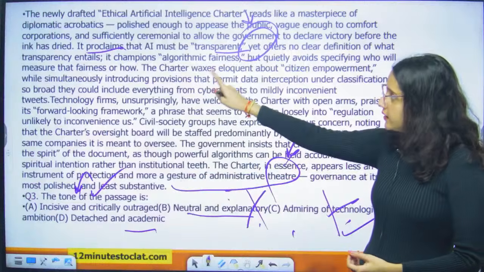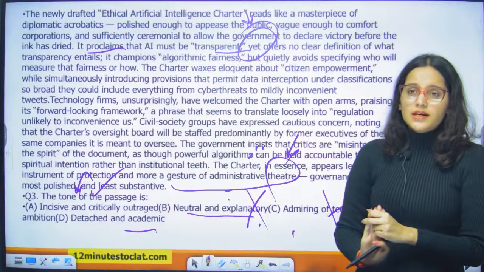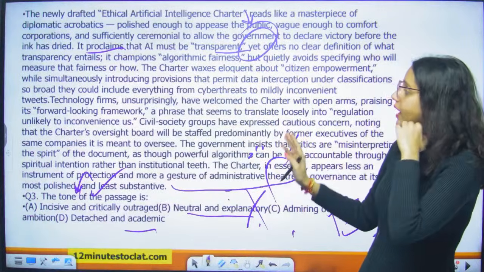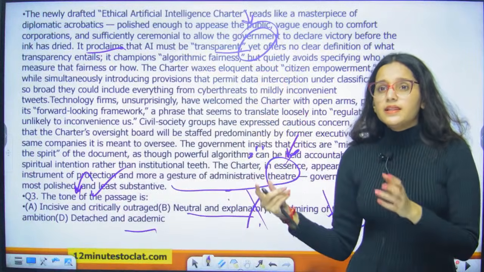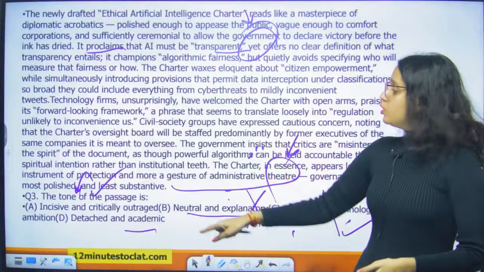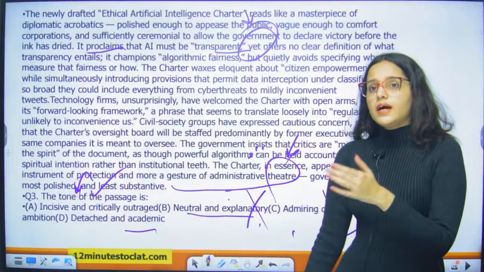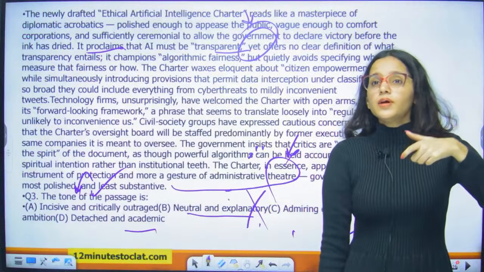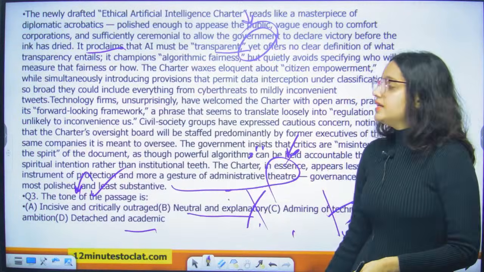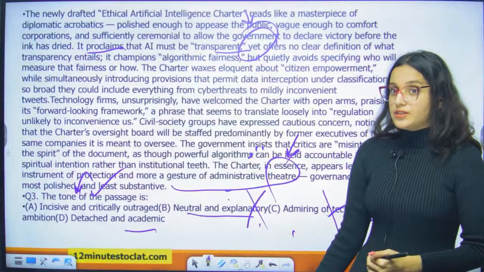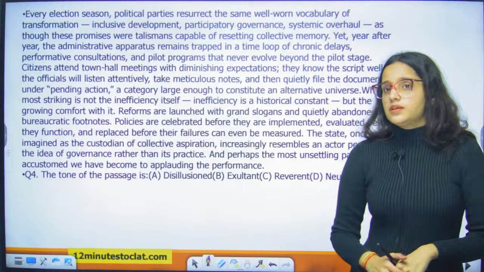So, he analyzed the whole position. The author has given you multiple dimensions: what the government is saying, what the critics are saying, what these technology firms are saying. Different opinions have been presented and then analyzed. So, this is incisive. We know that the tone is incisive because he has analyzed and very clearly evaluated every point of view, right? And then, of course, he is very critical and outraged at the step of the government. Charlie, let's try this question now.